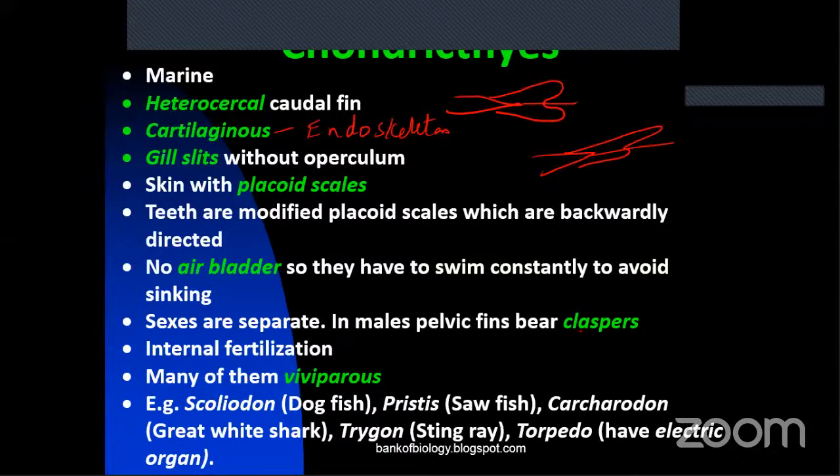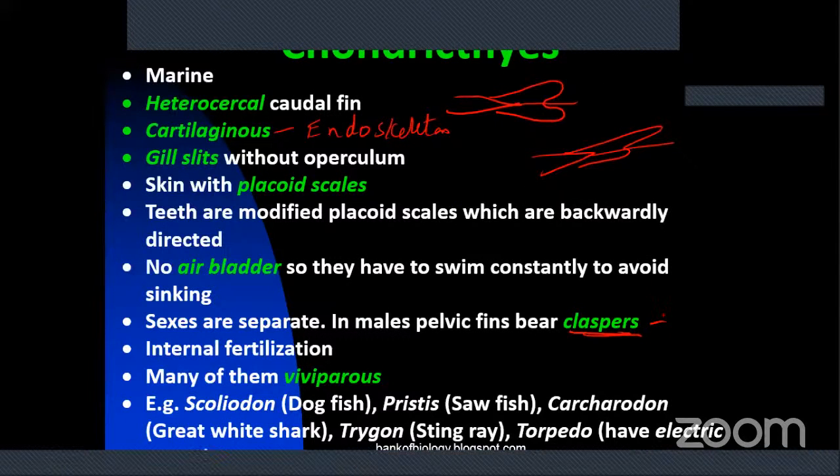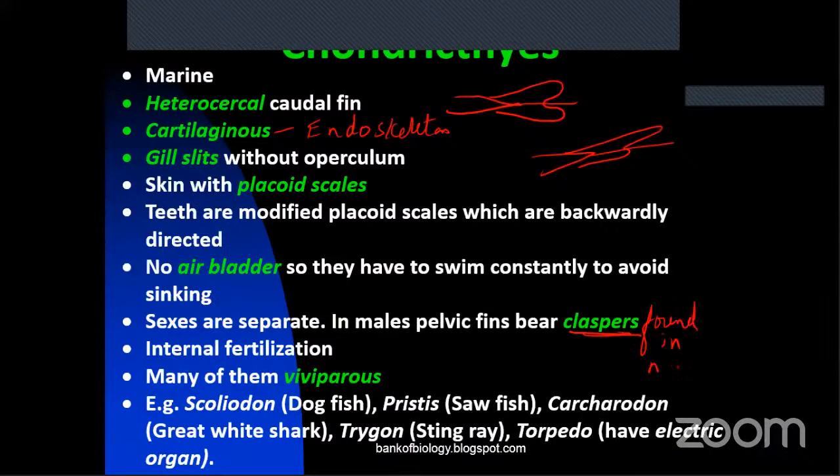Then sexes are separate. So in males, at the posterior end, they have fins called pelvic fins. There are structures called claspers, and these are found in males. Take it down. Internal fertilization, and many of them are viviparous. What do you mean by viviparous? They give birth to young ones. Example, Scoliodon, that is dogfish, Pristis, sawfish, and all this. Take it down.